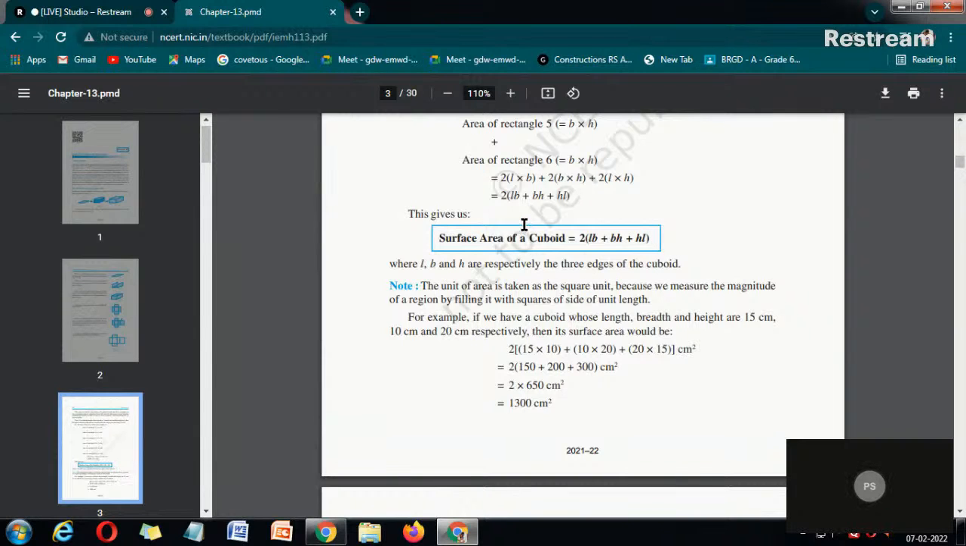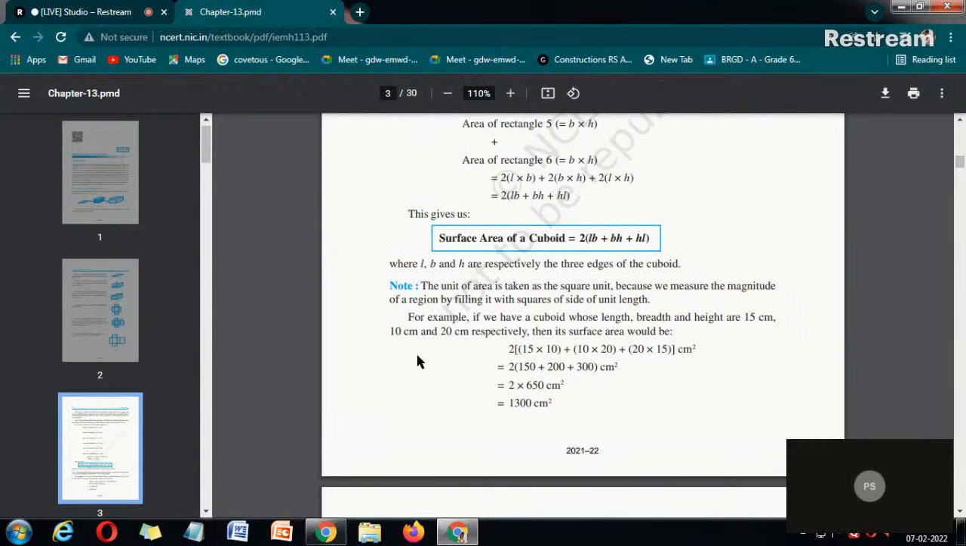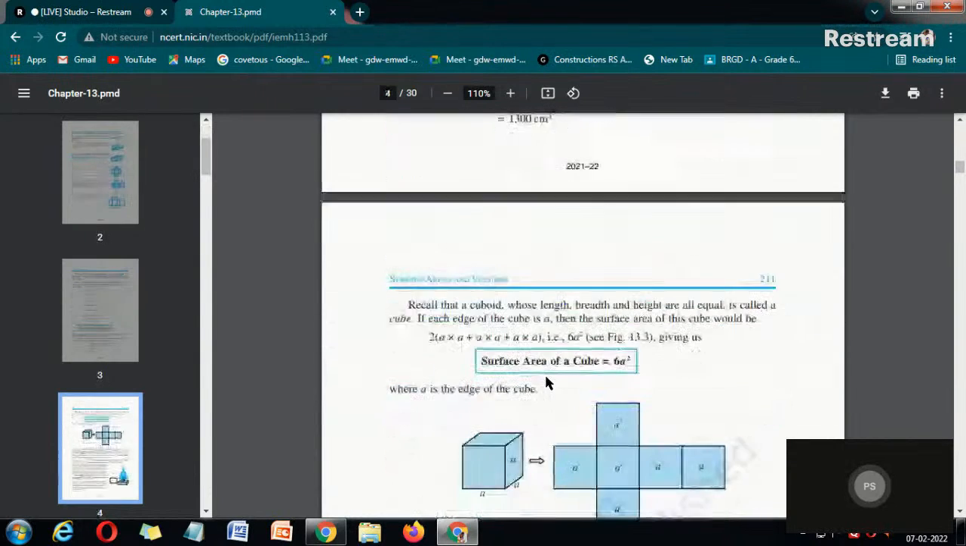The unit of area is taken as a square unit because we measure the magnitude of a region by filling it with squares of side unit length. So it is measured in square units, such as meter square. For example, if we have a cuboid whose length, breadth, and height are 15 centimeter, 10 centimeter, and 20 centimeter respectively, its surface area would be found in this way. We use centimeter square.